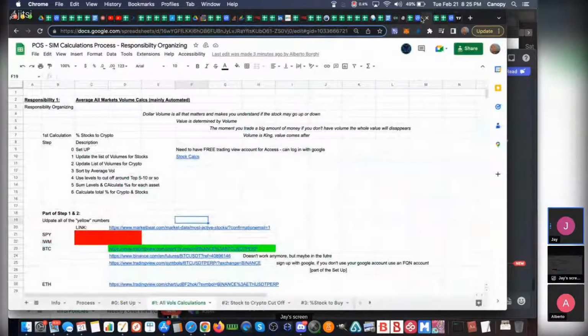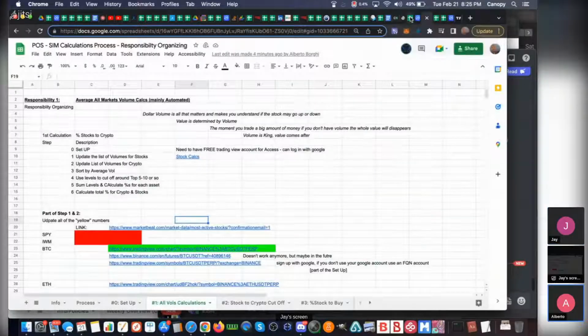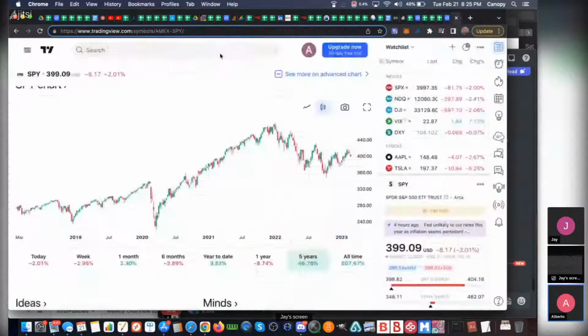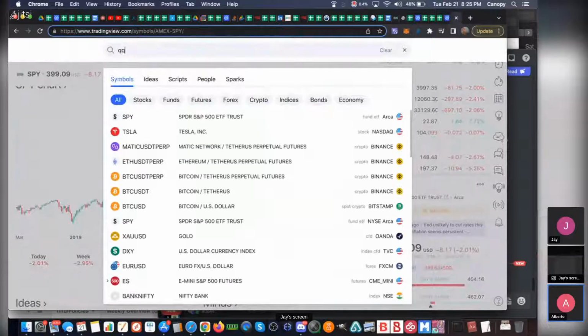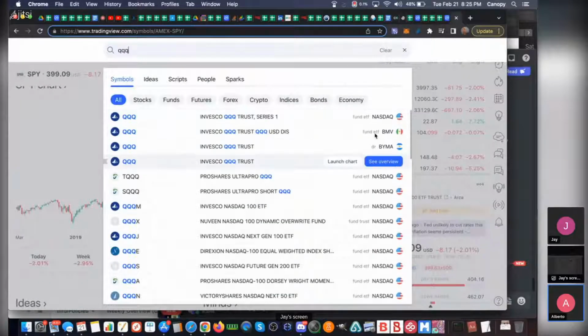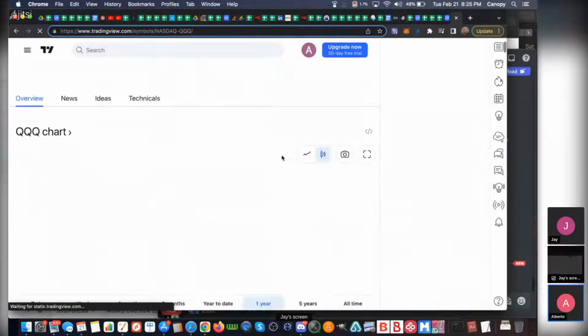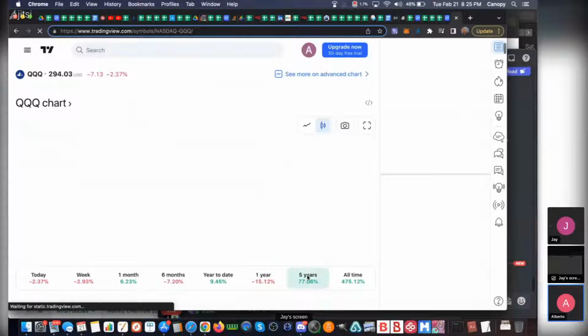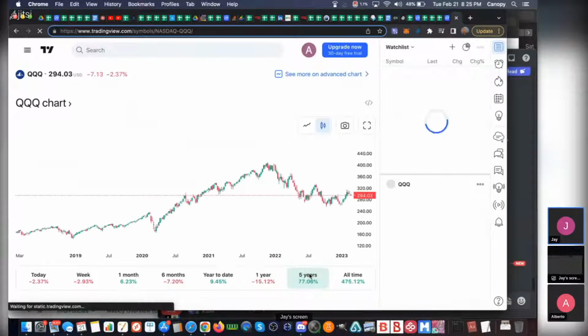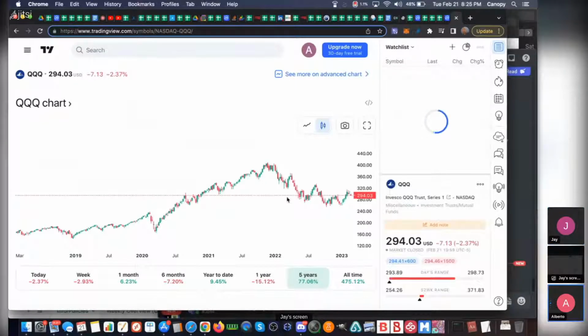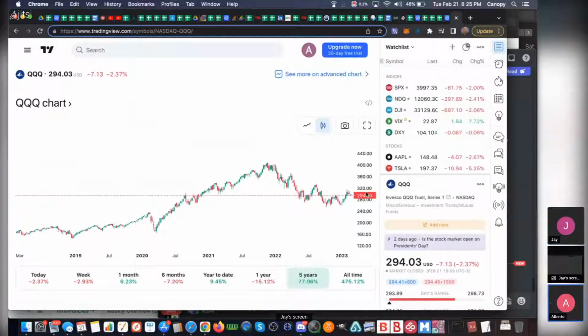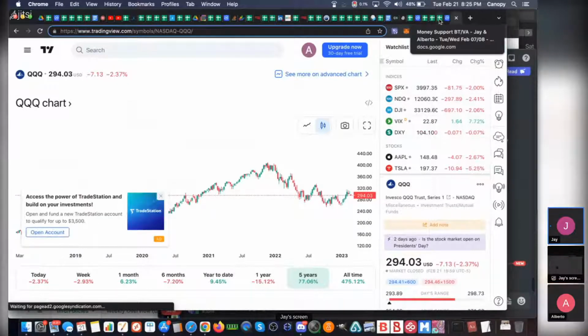All right. So next is QQQ. We're doing the 5-year chart. So QQQ is flat but going actually down, right? So 45%, which would be fine for me. Yeah, I would say 45.